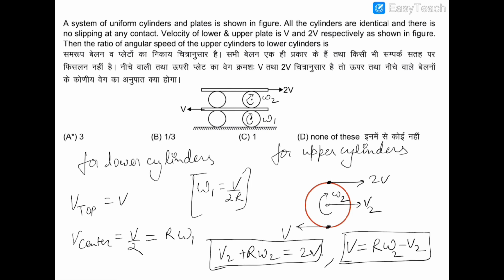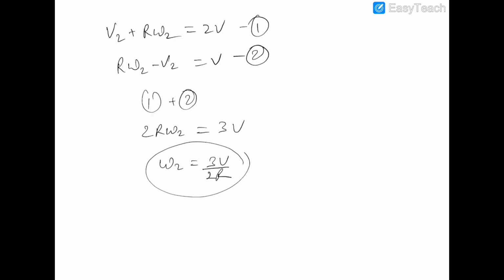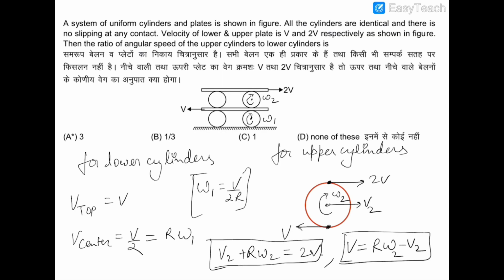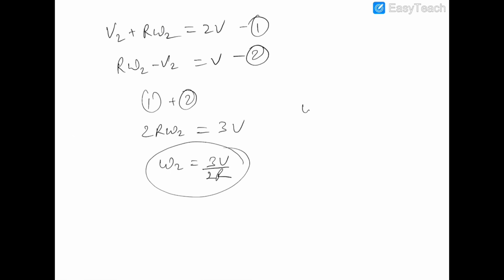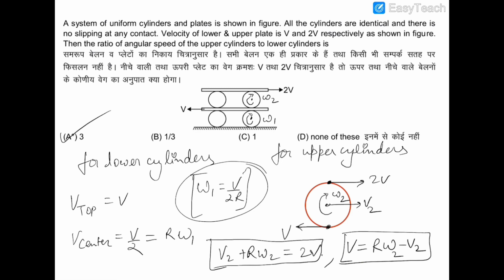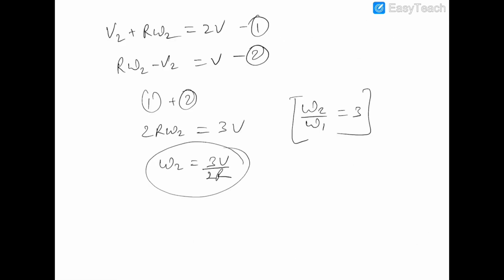Now we have to find out the ratio of the angular speed of upper and the lower cylinder. So the angular speed of the upper cylinder is omega 2 and the lower cylinder is omega 1. So omega 1 is v by 2r. So omega 2 upon omega 1 is equal to 3. So the correct answer is option number A. Okay, so this was the numerical package on rolling. Thank you.